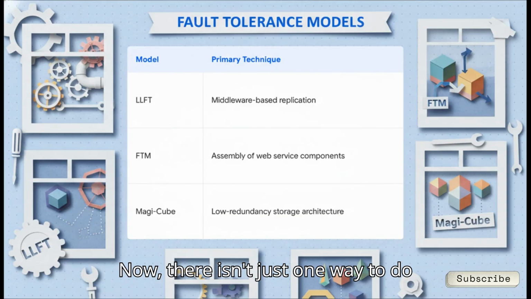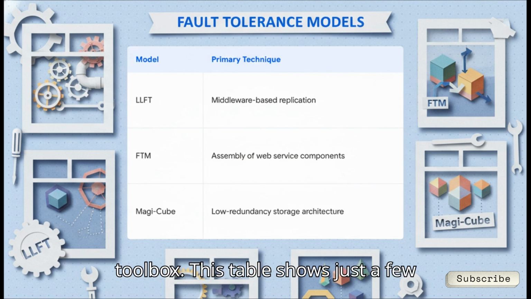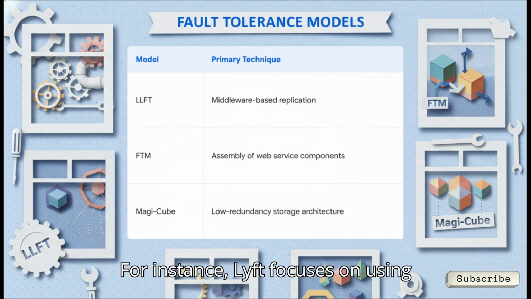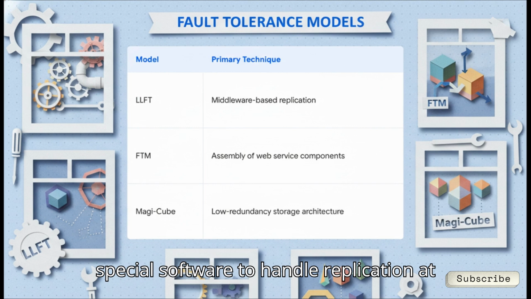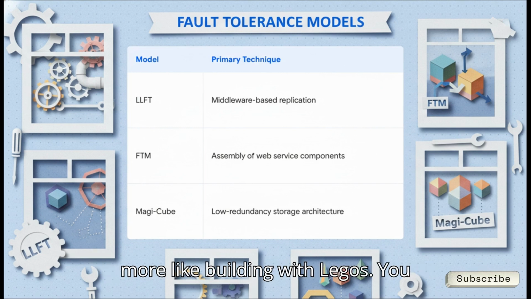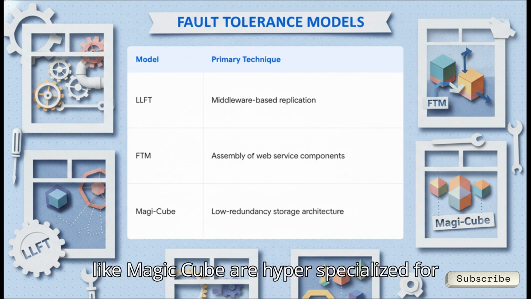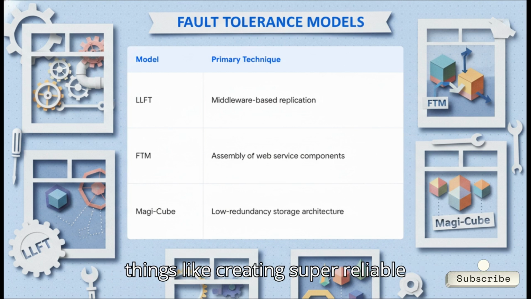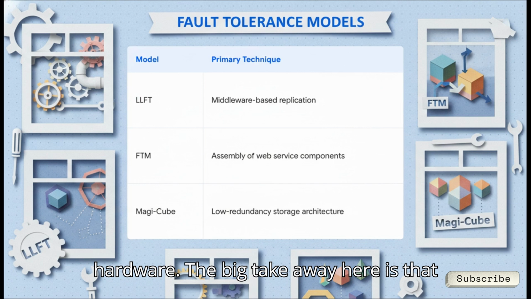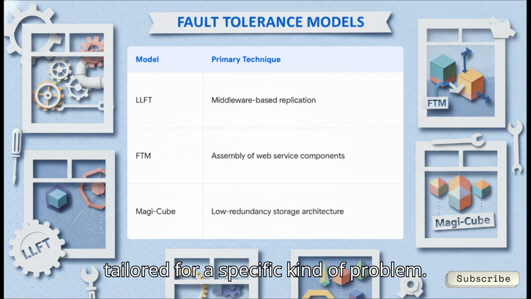Now, there isn't just one way to do all this. Think of it like a giant toolbox. This table shows just a few different models that engineers can use. For instance, LFFT focuses on using special software to handle replication at lightning-fast speeds. The FTM model is more like building with Legos. You assemble reliable applications from pre-built fault-tolerant pieces. And others, like MagicCube, are hyper-specialized for things like creating super reliable storage without needing tons of extra hardware. The big takeaway here is that there are many, many strategies, each one tailored for a specific kind of problem.